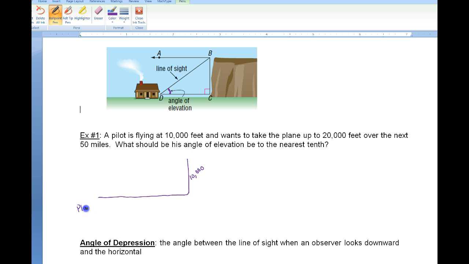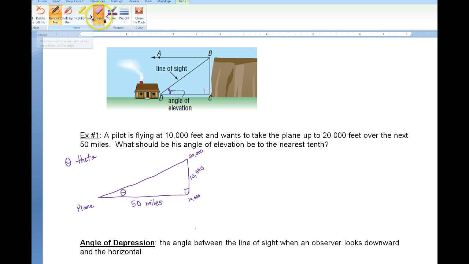So we're kind of picturing this. Here's the plane. Okay, so we're going to increase. So imagine the plane is flying at 10,000 feet and they want to get to 20,000, so that's a difference. And this is going to be over the next 50 miles. We want to figure out the angle of elevation. So first of all, we're talking about this angle. I'm going to use the Greek letter theta. Theta is one of those letters that's most commonly used to represent angle measures.